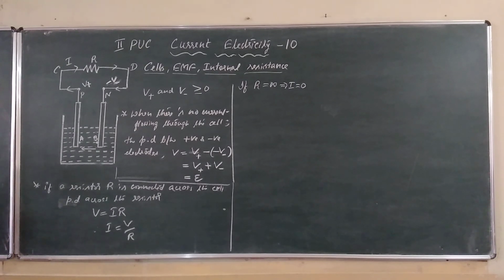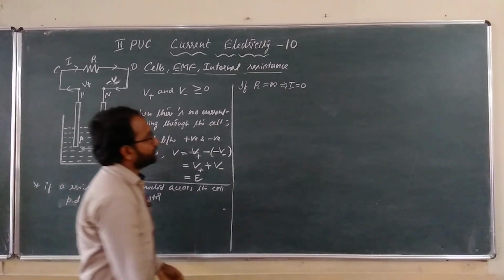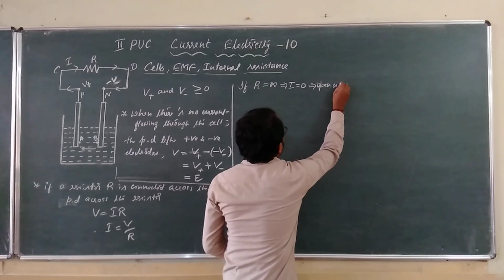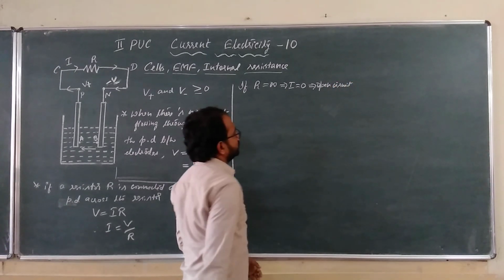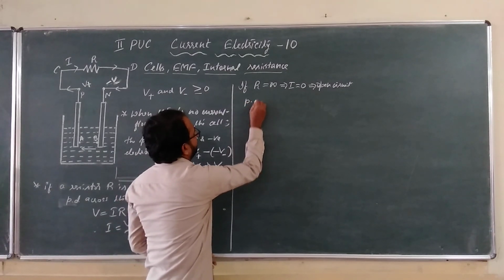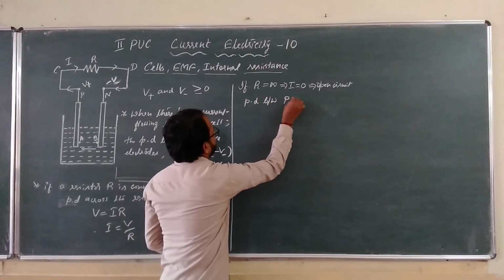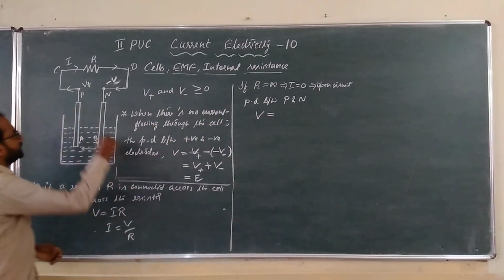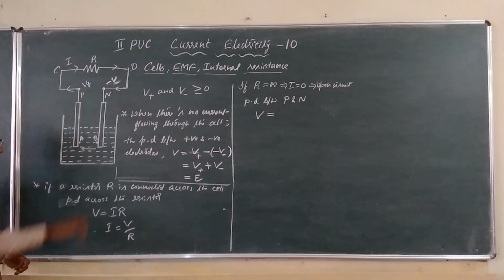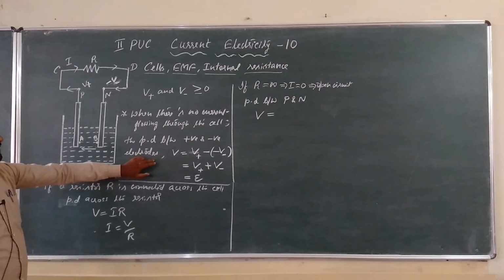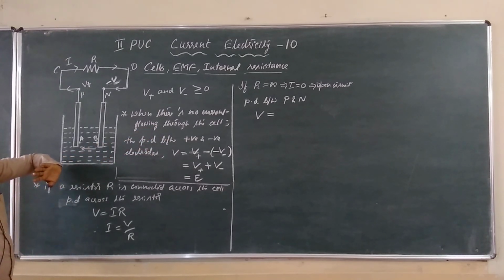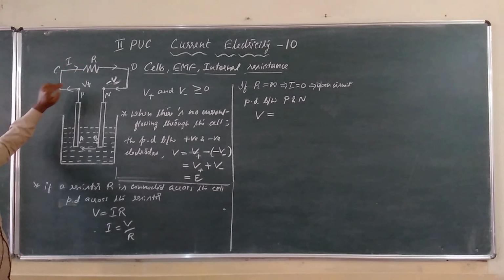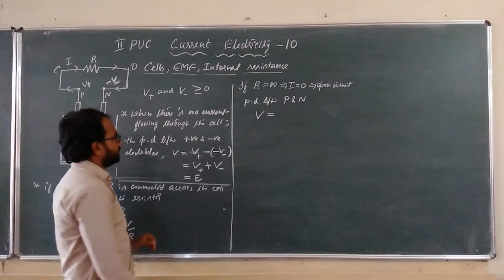What is the potential difference between these two electrodes? The cell is in open circuit. So now the potential difference between the positive electrode and negative electrode, that is V, is equal to... What is the potential difference between these 2 points when R is infinity, that is, when there is no current flowing through the cell? Or you can say when R is infinity, one and the same. Then what is the potential difference between these 2 points?